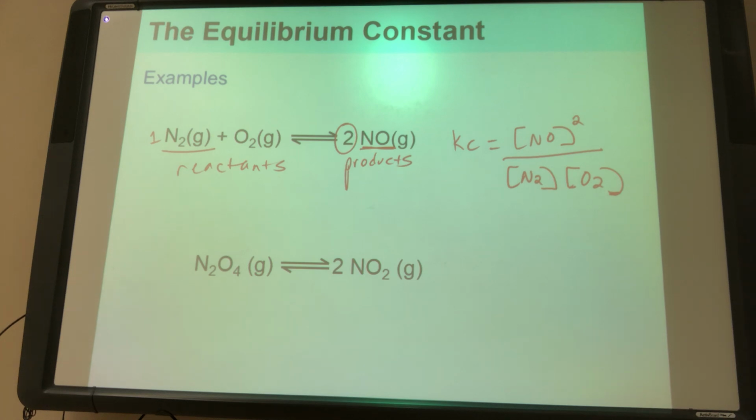All right, let's do the next one. Kc is equal to this guy in my bracket, because remember, brackets mean concentration, to the second power, then N2O4, and there's a 1, so it's to the first. So that's my equilibrium constant.